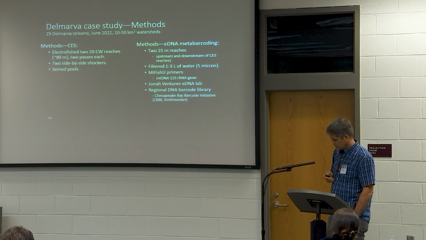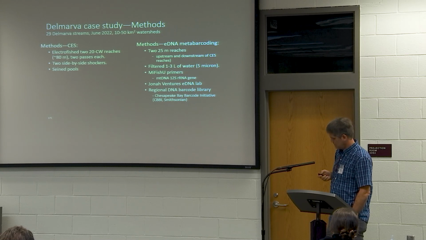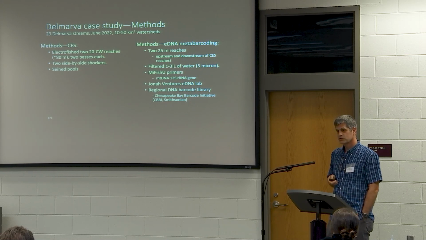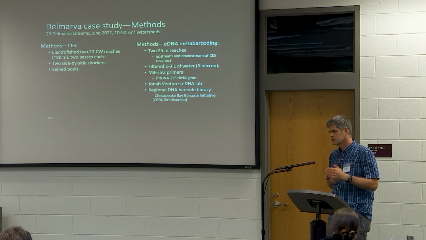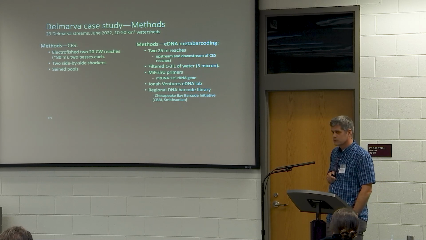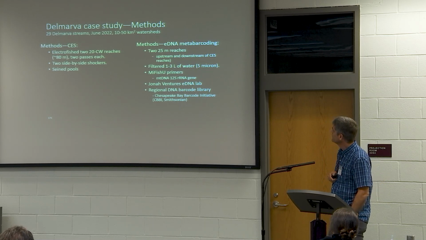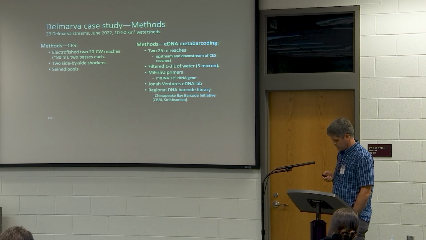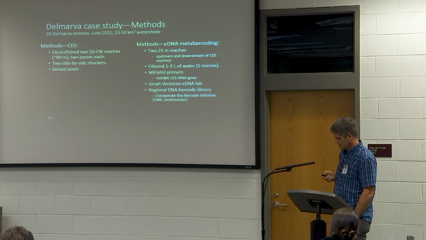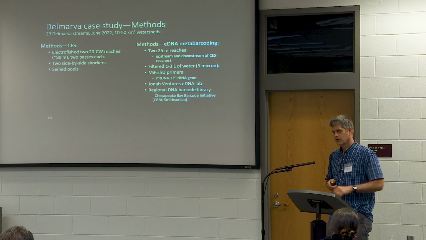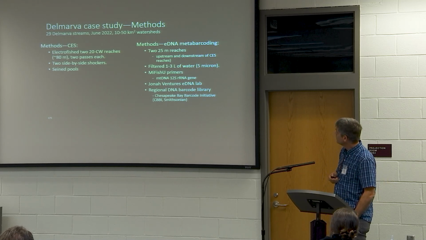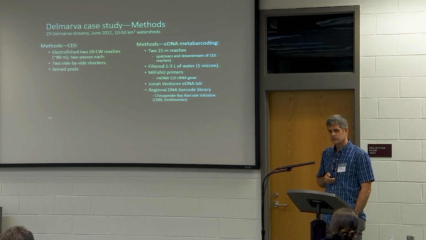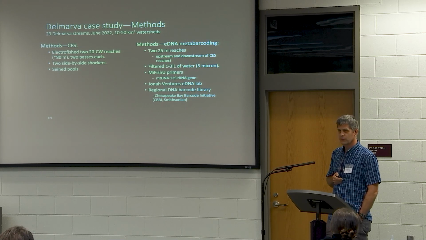So I kind of already described how we did that. With the electrofisher, we did 2 reaches that were each 20 channel widths long, so that's an average of about 80 meters, and we sampled them each with 2 passes. And then we seined the pools after that. And with the eDNA sampler, we filtered 2 reaches per site, 1 upstream and 1 downstream of those electrofished reaches. And we tried to get at least 1 to 3 liters of water that we filtered through a 5-micron pore filter.